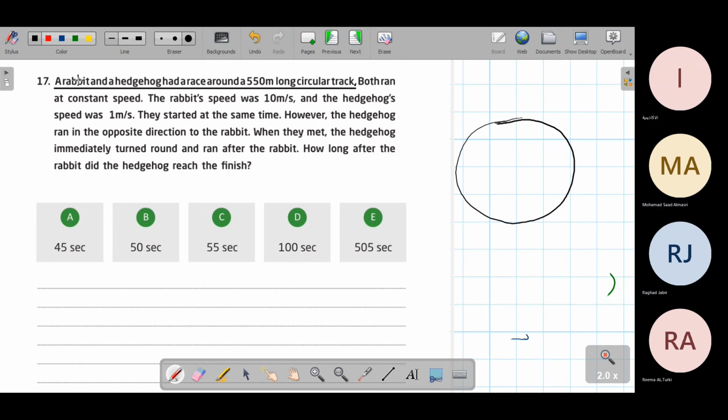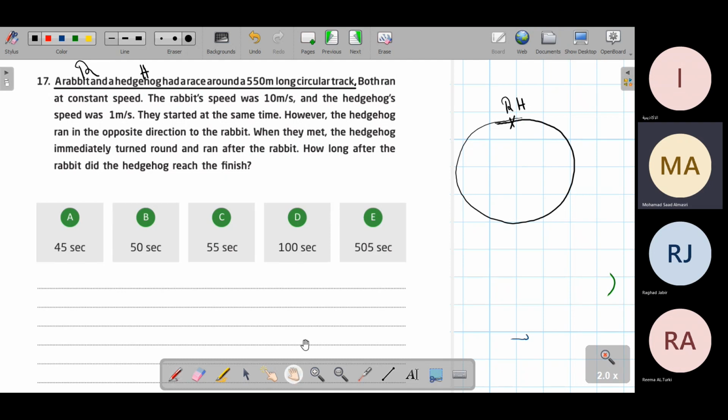A rabbit, R, and hedgehog with H. So I will say R and H are in the same place. Both run at constant speed. What does constant speed mean?